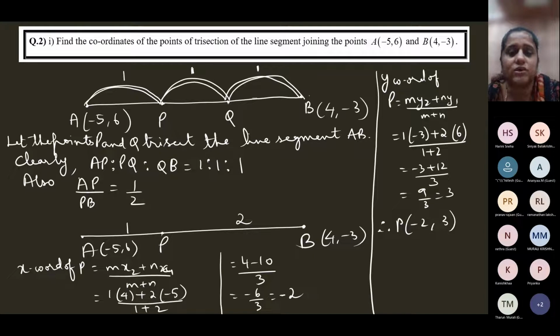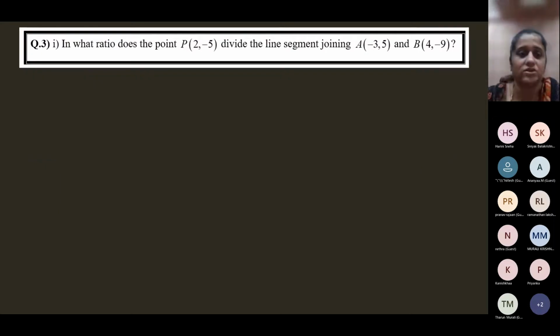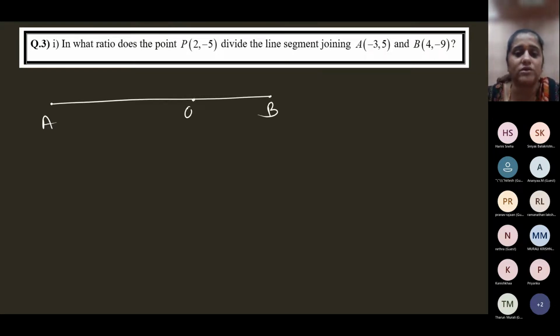Now we have to find the coordinates of Q. Again, you can take only Q on AB, and Q divides AB in the ratio 2:1. I'll do it here, children, that answer only, not this answer. So now we have A, B, and the point Q on it.